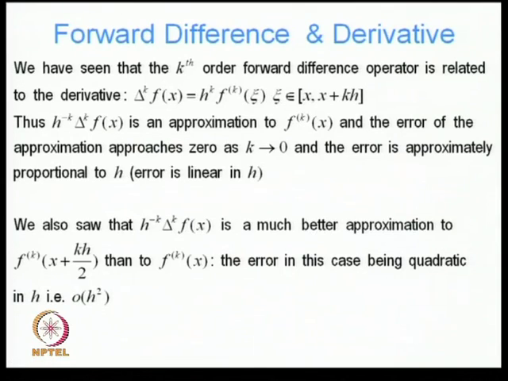We also saw at the end of last lecture that h to the power minus k delta k f of x is a much better approximation to the exact derivative evaluated at x plus k h by 2 than it is to the actual derivative at x, because the error in that case is quadratic in h. As you reduce h, the error goes as h square.